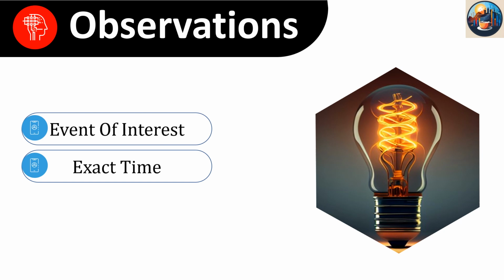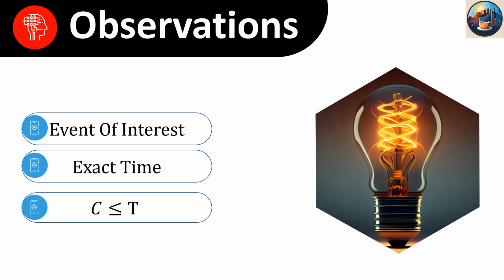Next information is our mathematical terminology. In this case, it's the opposite of left censoring. If T is the event of interest and C is the censoring time, then definitely C will be less than T, and it indicates that the event of interest will definitely occur after the study was conducted.